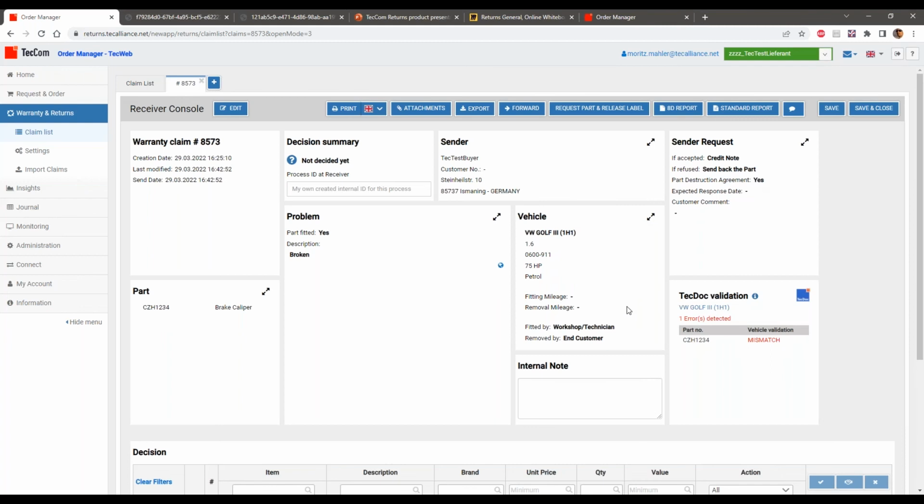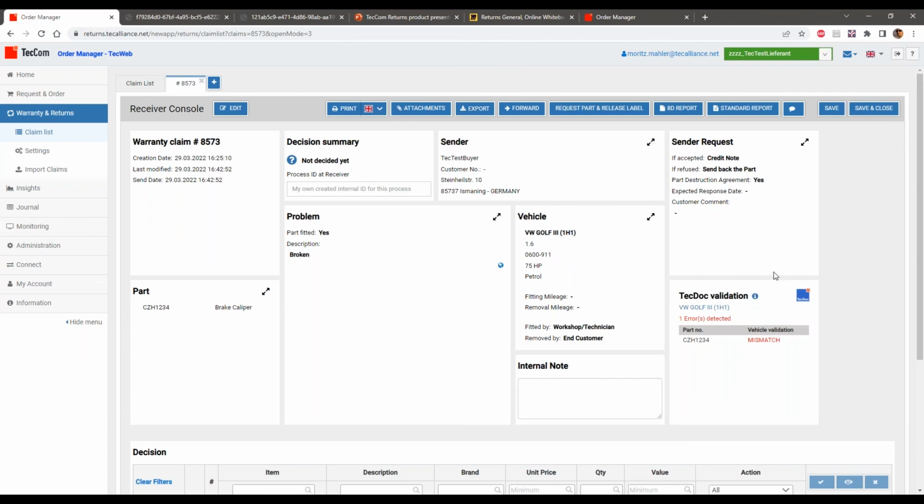Okay. The vehicle is a VW Golf 3, and the part was fit. Which was the part? Here's the part. Okay, I have the part. What is the problem? Broken. Okay, like always, I have an internal note. By the way, this is also really big.